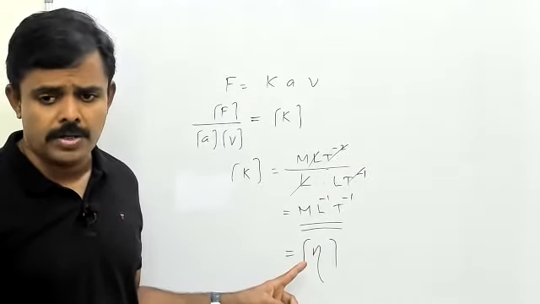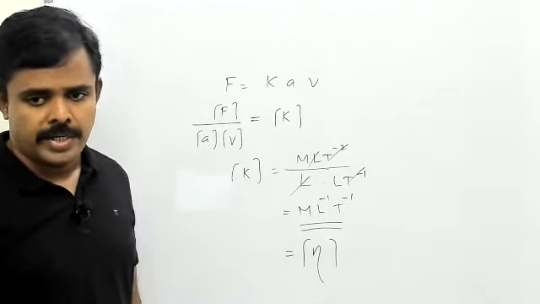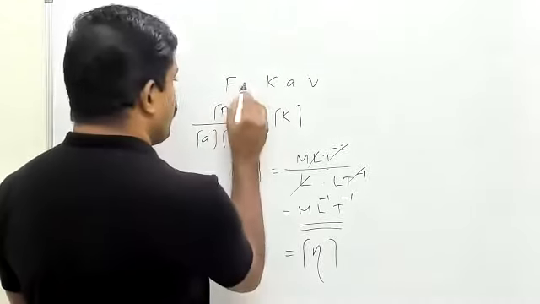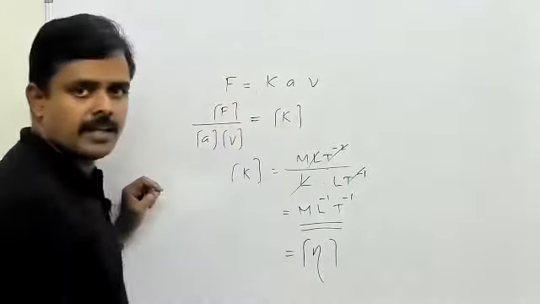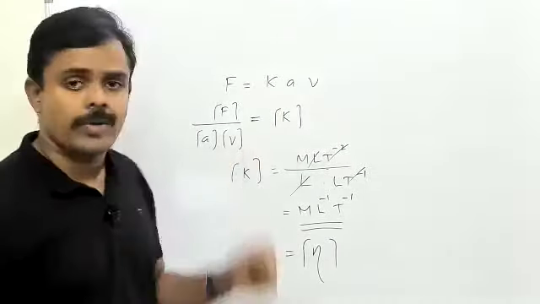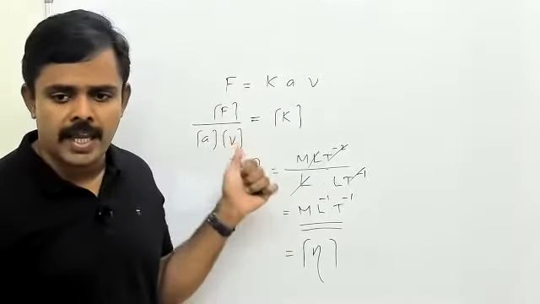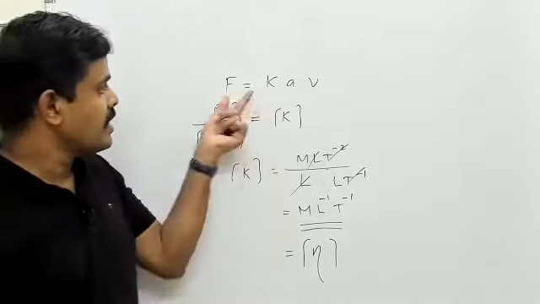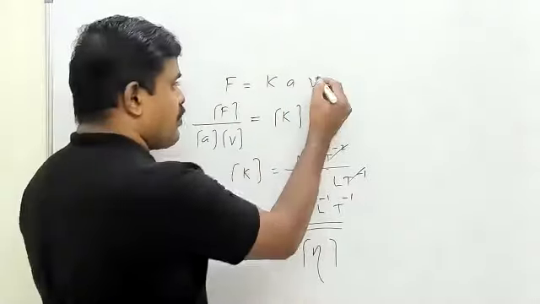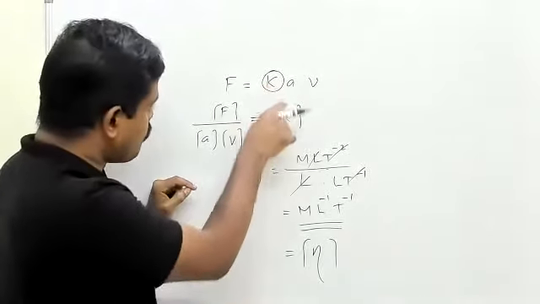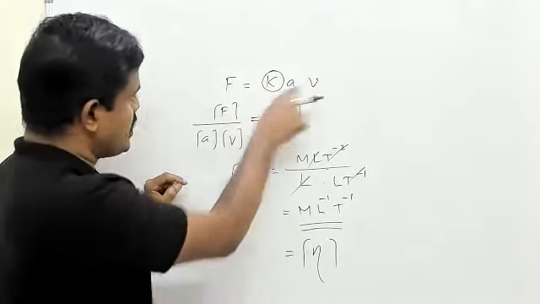Do you remember? I'm asking the whole class. You didn't understand, so I'm repeating. What is the question given here? They have given that force is equal to KAV. Forget about the rest of the question and just focus on the equation only. F is equal to KAV, and I need to find the dimension of K. I'll keep it on one side. K is equal to force divided by A and V.